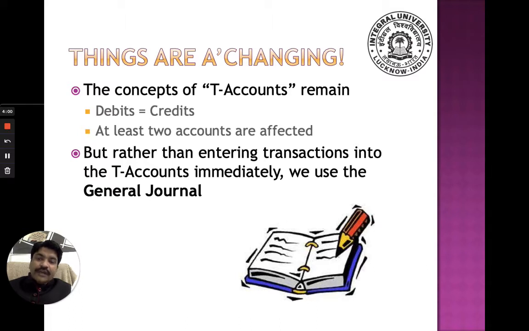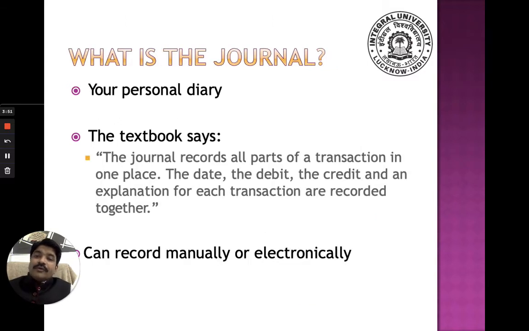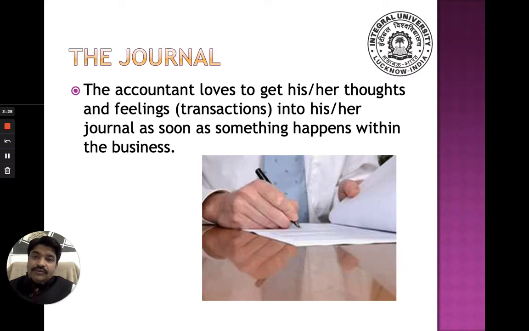At least two accounts are affected, but rather than entering the transactions into T-shaped accounts, we will use a journal immediately. What is a journal? A personal daily diary. The textbook says the journal is a record of all the parts of the transactions in one place. The date, the debit, the credit, and the explanation of each transaction are recorded together, either manually or electronically. The accountant records his or her transactions in the journal as soon as something happens with the business.